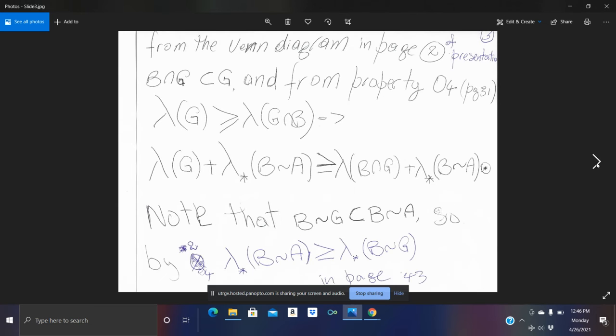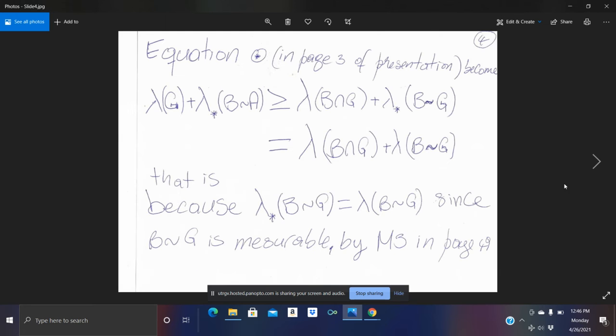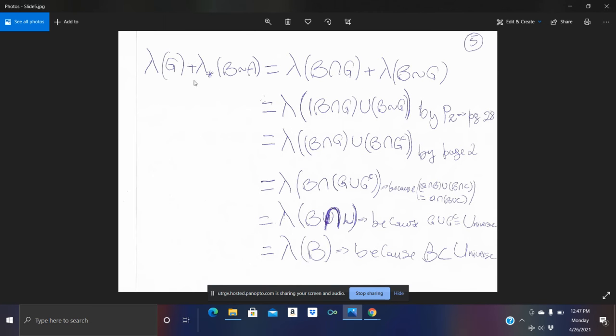We also know that the complement of a measurable set is measurable by property M3. So that tells me that B minus G is measurable. Since it's measurable, we can apply that property. So we can say that the inner measure of B minus G is equal to the actual Lebesgue measure of B minus G, and we're able to replace that here. On the next slide, we replace it here. Instead of the inner measure, we just have the measure of B minus G.